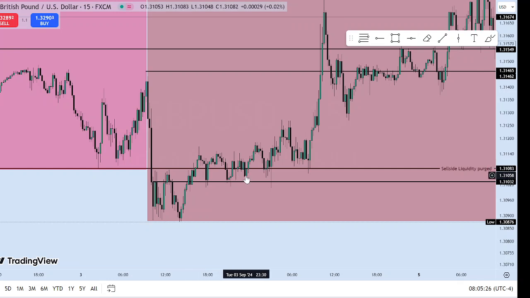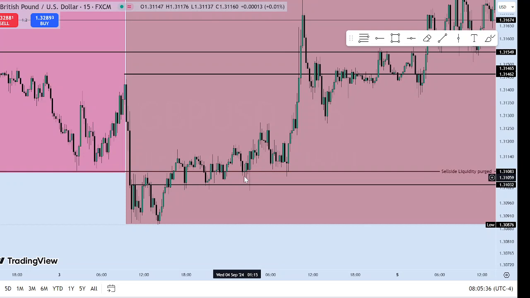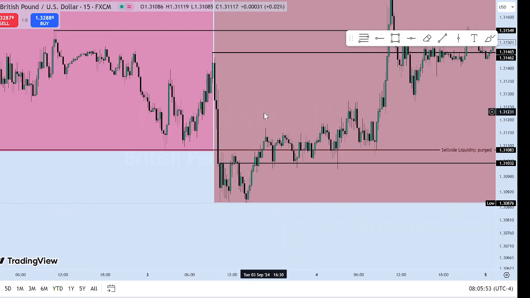Here too, same: higher low, higher low, higher low, higher low. So when you see this kind of thing in the marketplace, know that we are buying. Then when you start seeing something like this here too, a high, lower high, lower high, lower high, then it is sell side delivery.